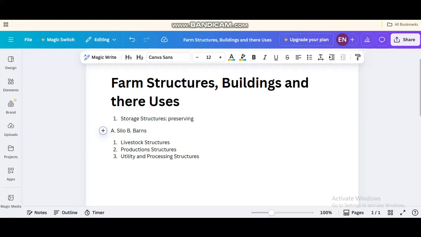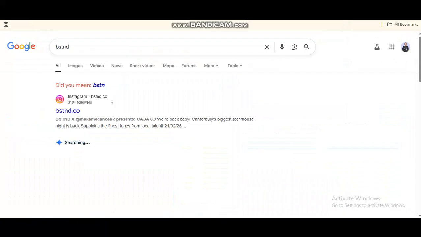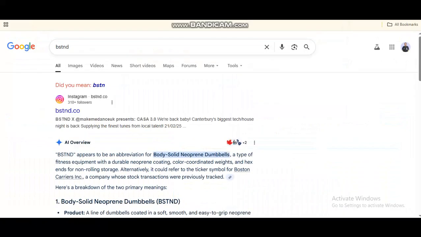The next storage structure is what we call barns. Barns are multi-purpose buildings. What are they used for? They are used to shelter livestock. They're also essential for storing hay. Now let me come again.